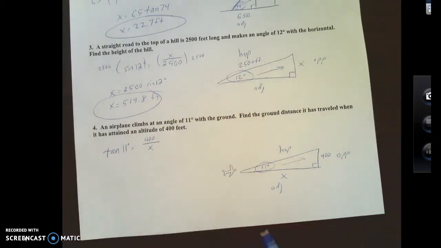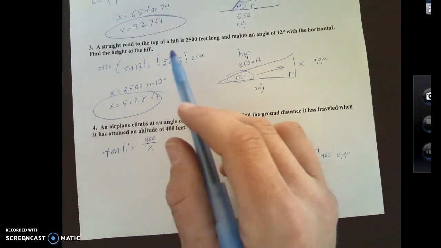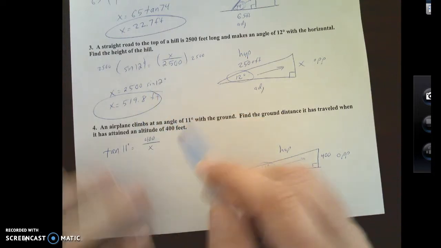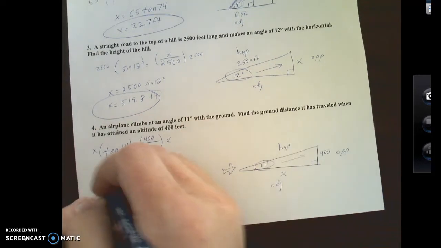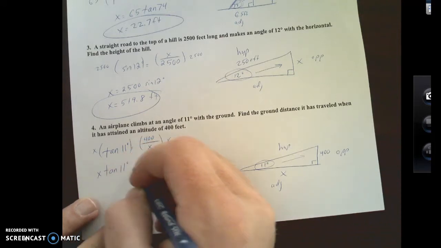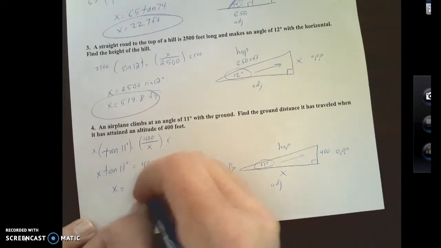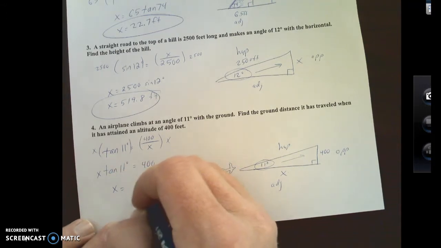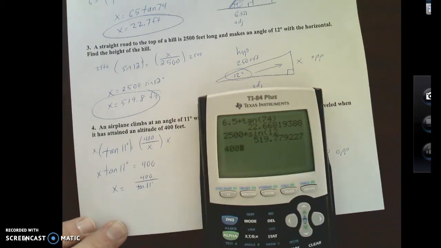Try to notice how in the last few, it's been sine of an angle or cosine of an angle or tangent of an angle equals x over a number. Notice here I have a number over x. So what we really have to do here is multiply both sides by x. We get x tangent 11 degrees equals 400. But to get x by itself, then I have to divide. So the only thing different for these problems is instead of multiplying, now I'm doing the number divided by the sine or cosine or tangent of the angle.